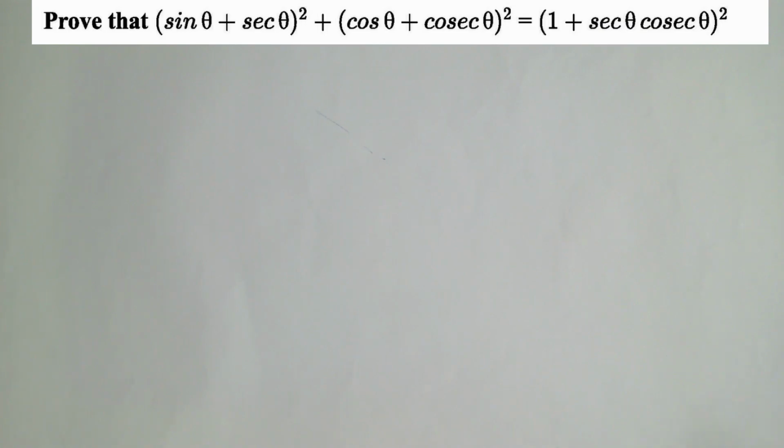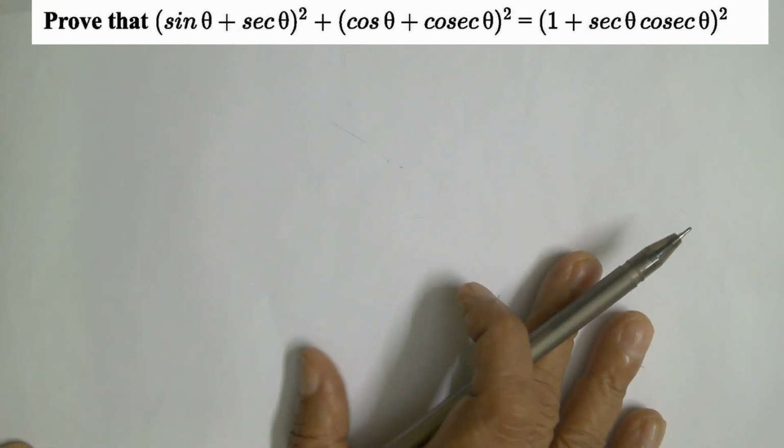Prove that (sin theta + sec theta) whole square plus (cos theta + cosec theta) whole square is equal to (1 + sec theta cosec theta) whole square. To prove this, consider the left hand side, so write first the left hand side.